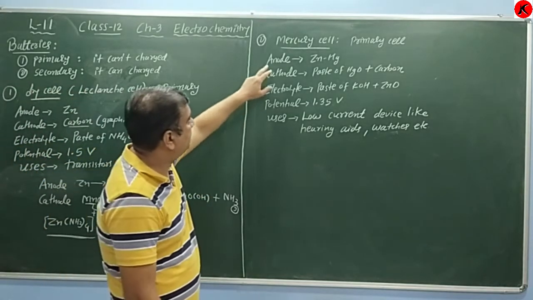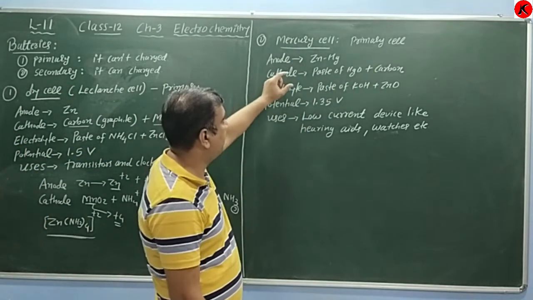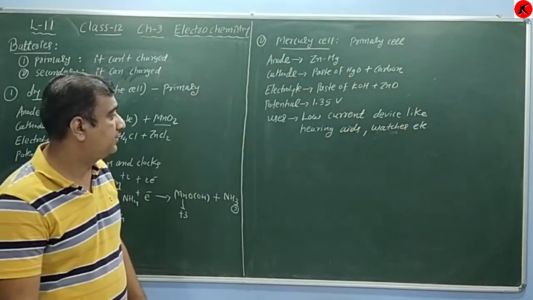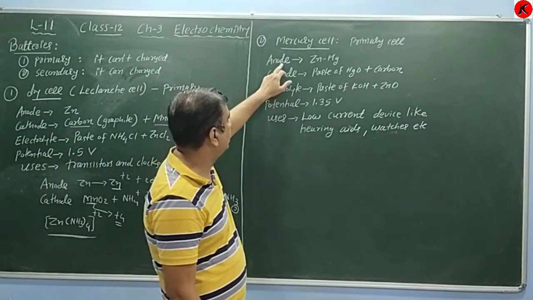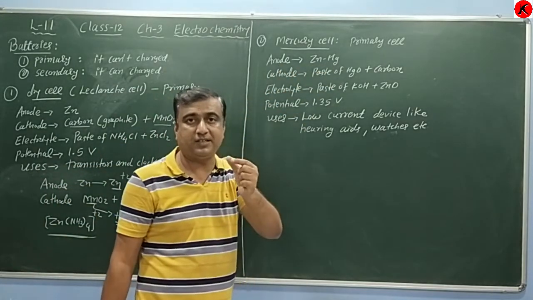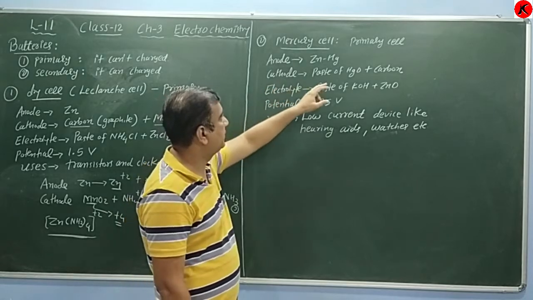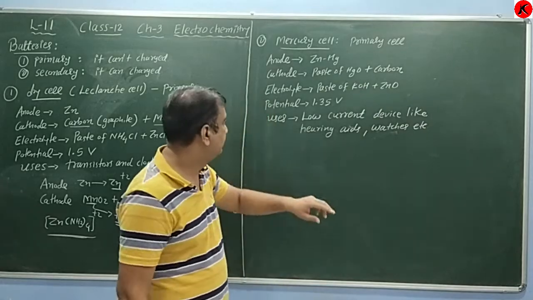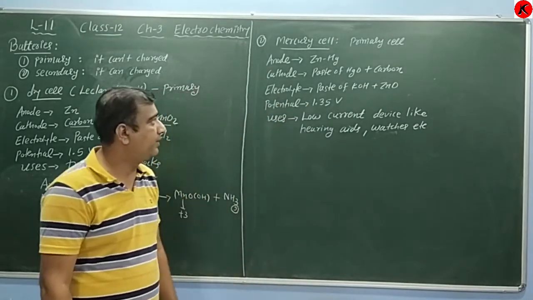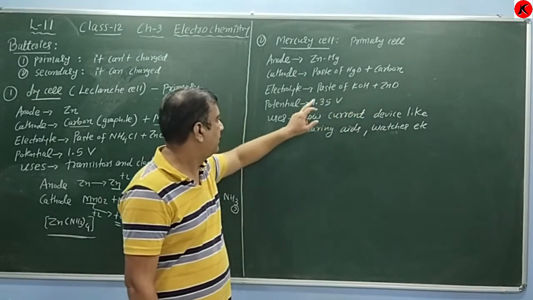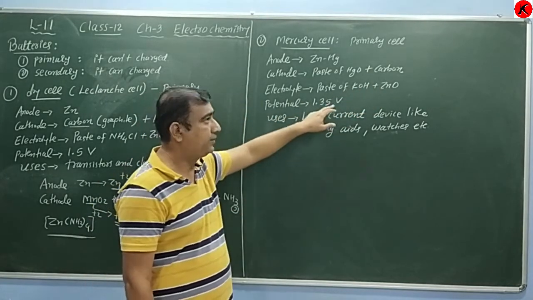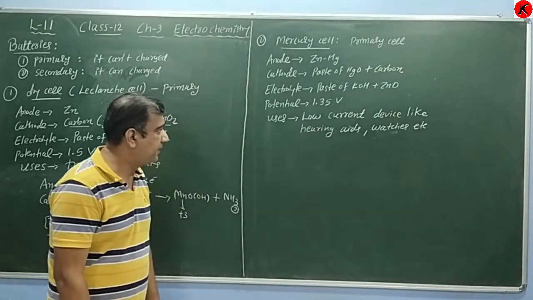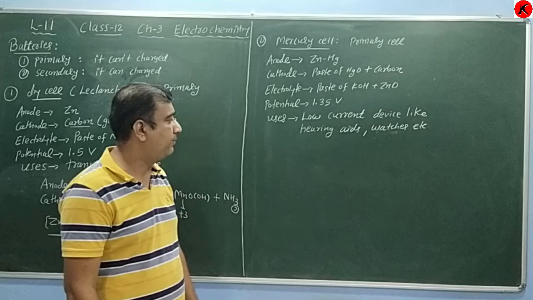Now, the second example of a primary cell is the mercury cell. In daily life we use it. Here the anode is zinc mercury, that means zinc amalgam. The cathode is a paste of mercury oxide and carbon. The electrolyte is a paste of KOH and ZnO. The potential is slightly lower, 1.35 volt. It is used in low current devices like hearing aids, watches and so on.